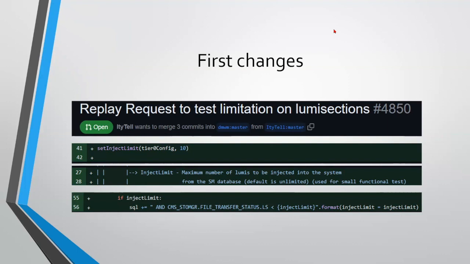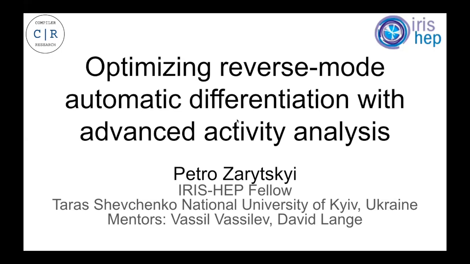So very nice. Great, thank you. Petro, you're up next. Cool. So my name is Petro Zarytskyi. I'm from Taras Shevchenko National University of Kyiv in Ukraine. And my mentors are Vasil Vasilev and David Lange from Princeton. And my project title is Optimizing Reverse Mode Automatic Differentiation with Advanced Activity Analysis.